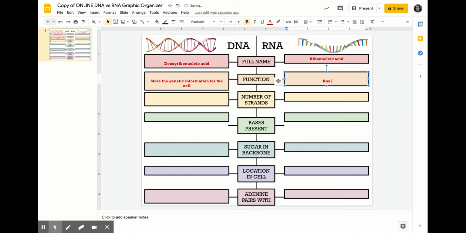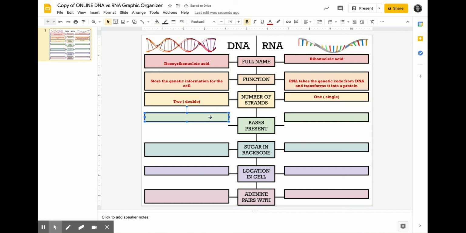So RNA takes the genetic code from DNA and transforms it into a protein, okay? In deoxyribonucleic acid or DNA, there are two strands. It is a double-stranded helix. So you could think of D as double. So number of strands, there are two. In RNA, it is a single strand, so it has one.